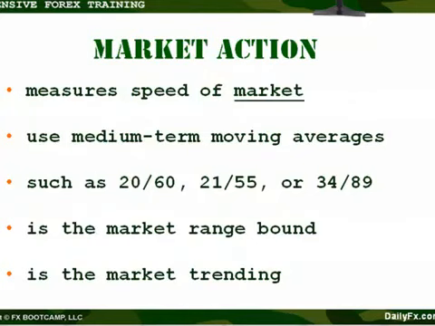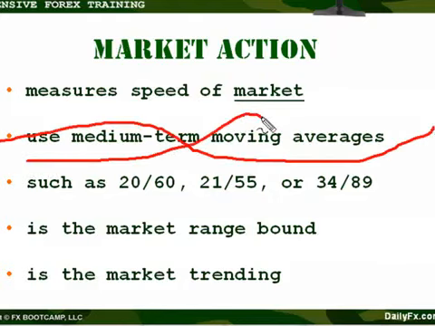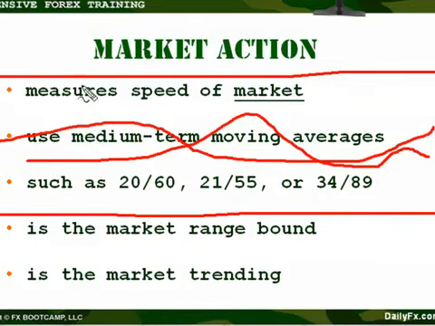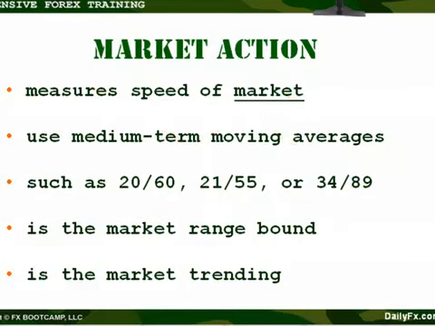So again, market action: what we're looking at is speed of the market. We use the medium-term moving averages. And what you're also asking is, based on the 21/55, are we range bound? If we're range bound, you're probably going to see the 21/55 crossing a lot. If you're a scalper, you can identify support and resistance, sell at resistance and buy at support. That's tricky; you have to be an advanced trader for that. A conservative trader would say, we're range bound, there's no trend, no market direction, I'm going to sit on my hands and not lose money.